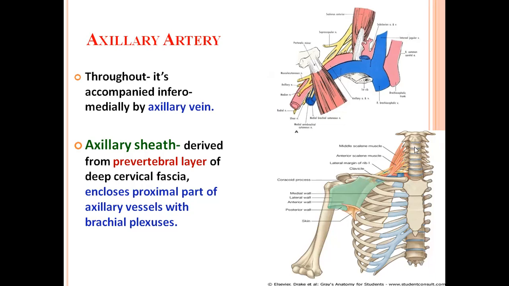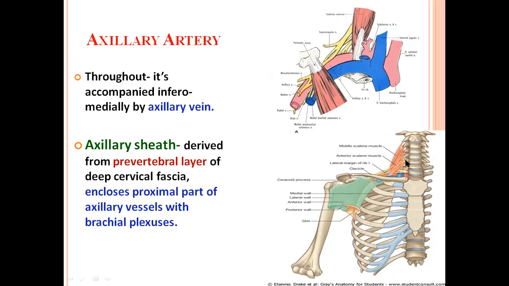See here, these are the cervical vertebrae. Between the cervical vertebrae the area is called the intervertebral foramen. Through the intervertebral foramina, you have certain cervical nerves coming. We have C1 to C8. Those are the cervical nerves: C1, C2, C3, C4, C5, C6, C7, C8.